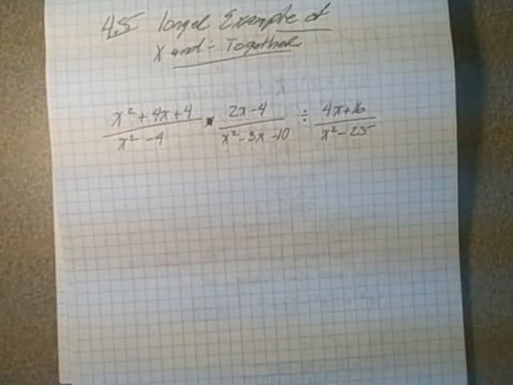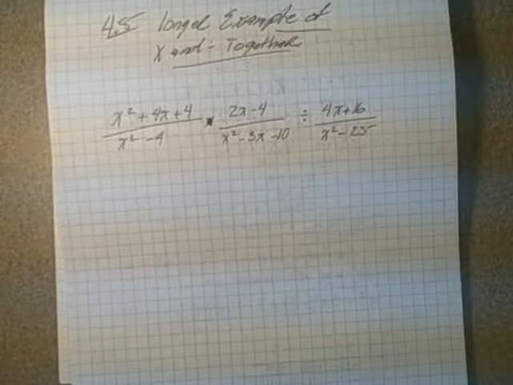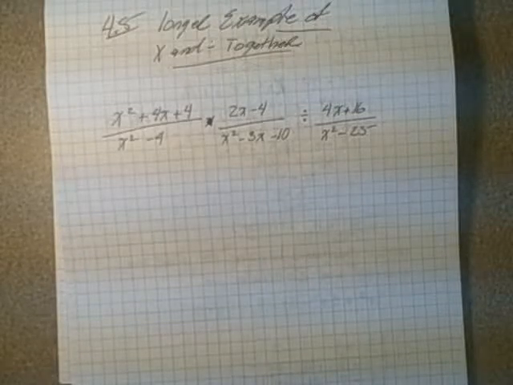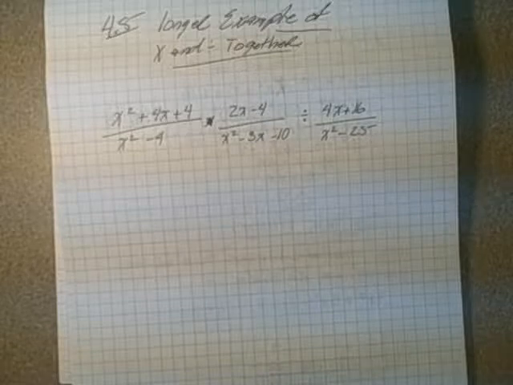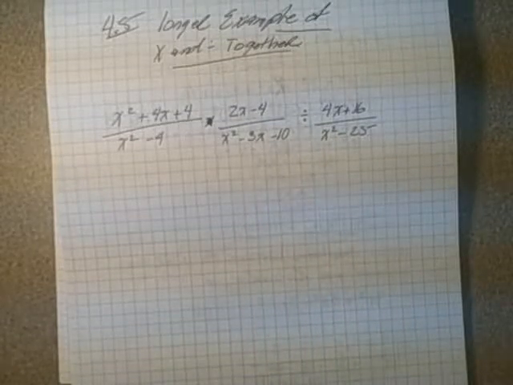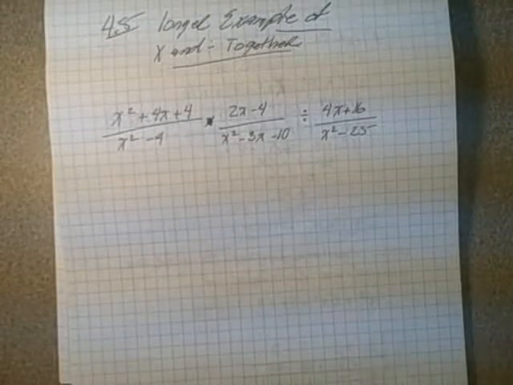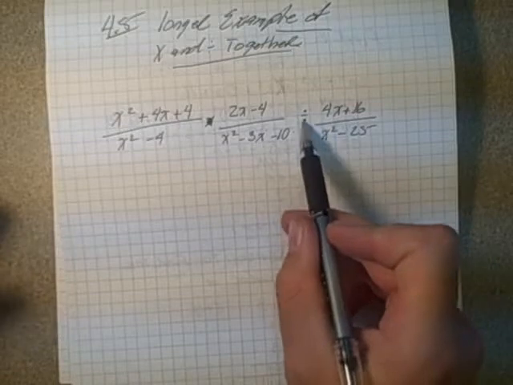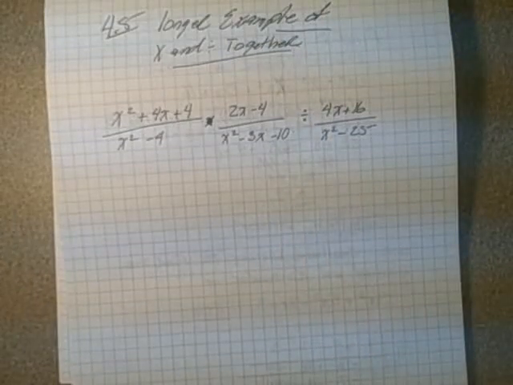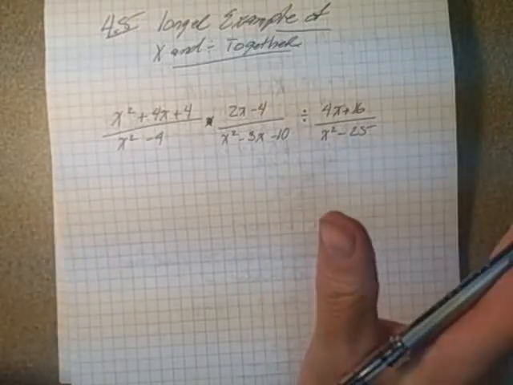Okay, this is our last tutorial for 4.5, and that's multiplying and dividing of rational expressions, and we're going to combine it to do a larger example here where we have a multiplication and a division within our problem. Now, hopefully this time I'll not make the same mistake and remember to flip this over here before the end. So what we do first is completely factor everything first.